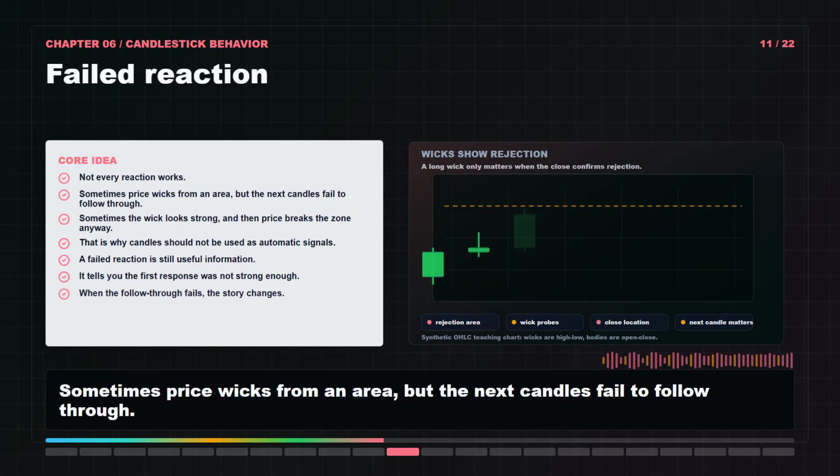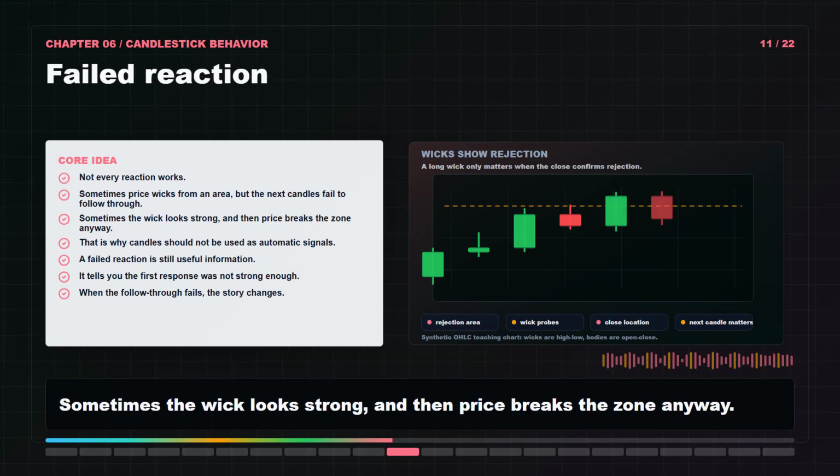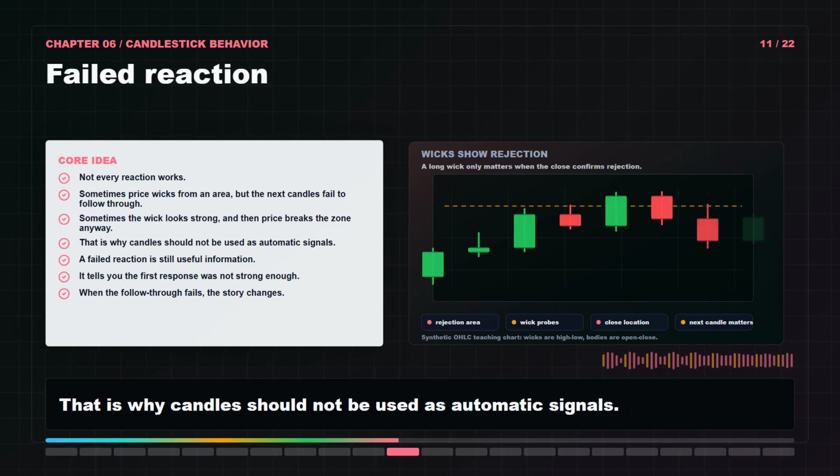Not every reaction works. Sometimes price wicks from an area, but the next candles fail to follow through. Sometimes the wick looks strong and then price breaks the zone anyway. That is why candles should not be used as automatic signals.